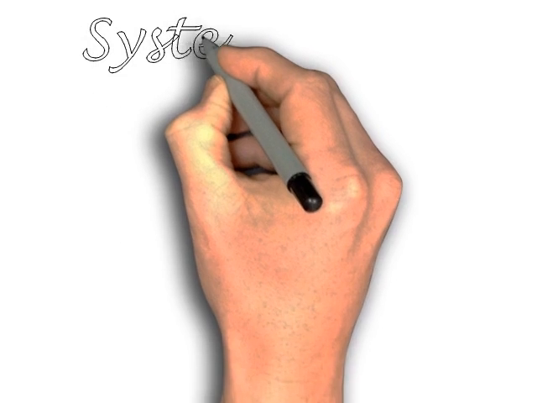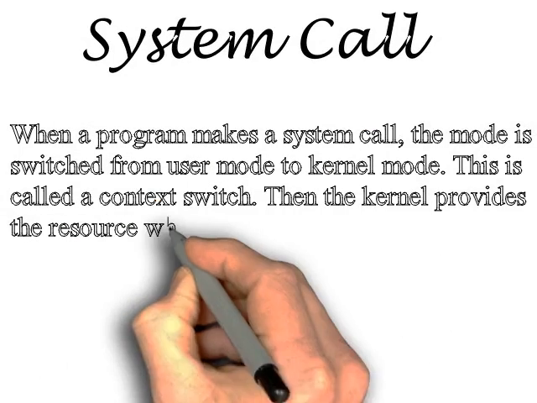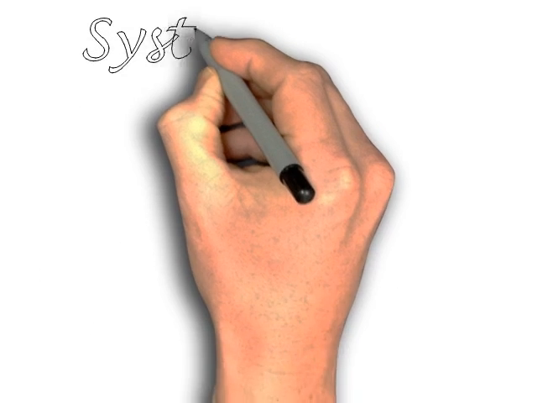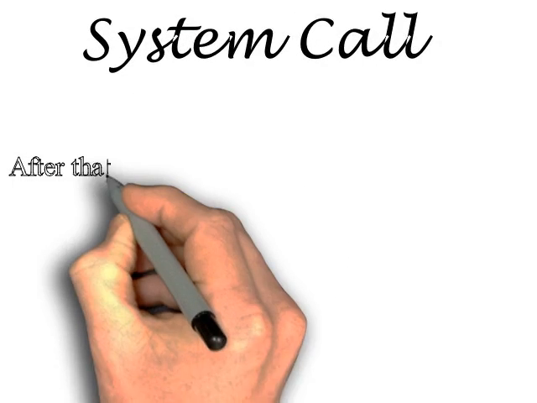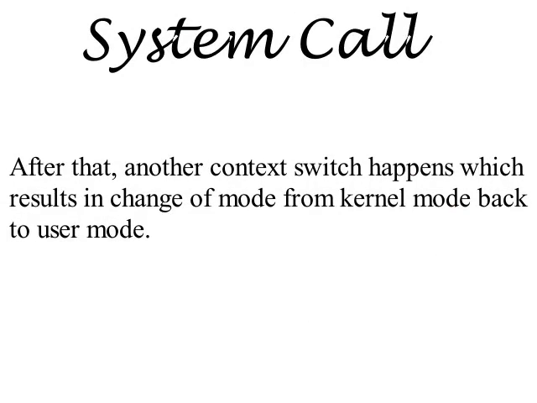When a program makes a system call, the mode is switched from user mode to kernel mode. This is called a context switch. Then the kernel provides the resource which the program requested. After that, another context switch happens, which results in a change of mode from kernel mode back to user mode.